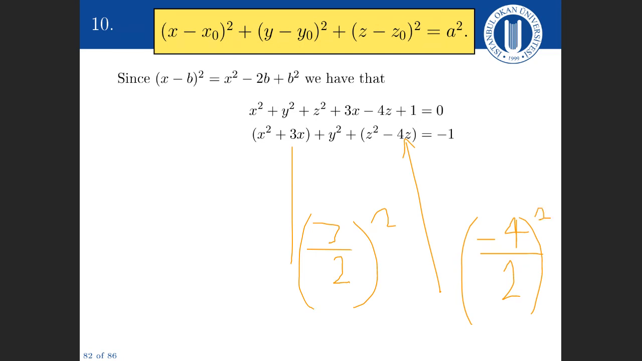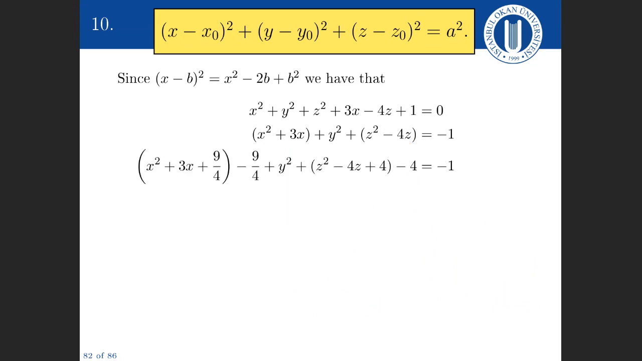Minus 4 over 2 is minus 2, and then square it, we get 4. So what I'm doing is plus 9 over 4 minus 9 over 4 here, and plus 4 minus 4. That's where the numbers come from. Because I'm adding a number and subtracting the same number, it doesn't change anything.